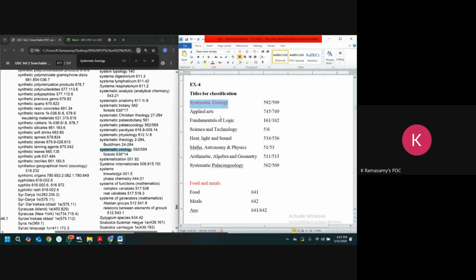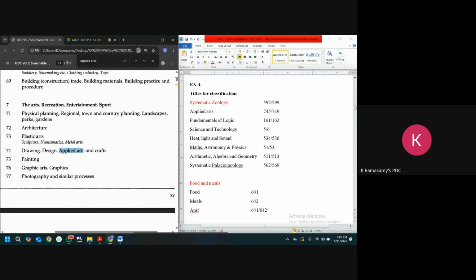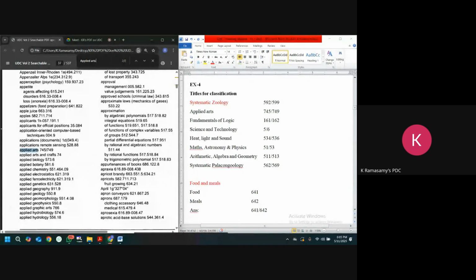The same way, for example, applied arts. Let me go to applied arts. There is a book in your library called Applied Arts. Let me see how to write the number for applied arts. Can you see here? Applied arts 745 to 749. It means that 745, 746, 747, 748, 749. Five numbers are there, so they are all continuous numbers. 745 to 749. So I use a slash symbol.